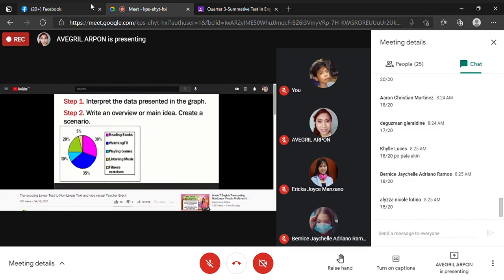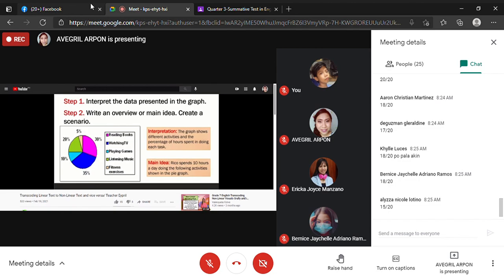Let's perform steps 1 and 2. Here, we have the data presented using the circle graph. Our interpretation may be the graph shows different activities and the percentage of hours spent in doing each task. Now, we have to write an overview or main idea, or you may create a scenario. Let's have a name, a person whom we are going to talk about in this data.